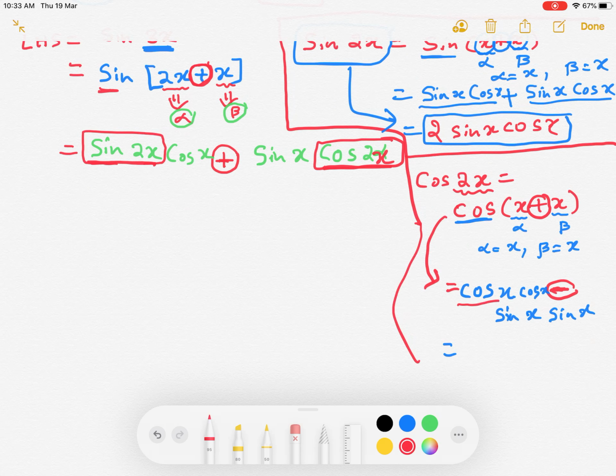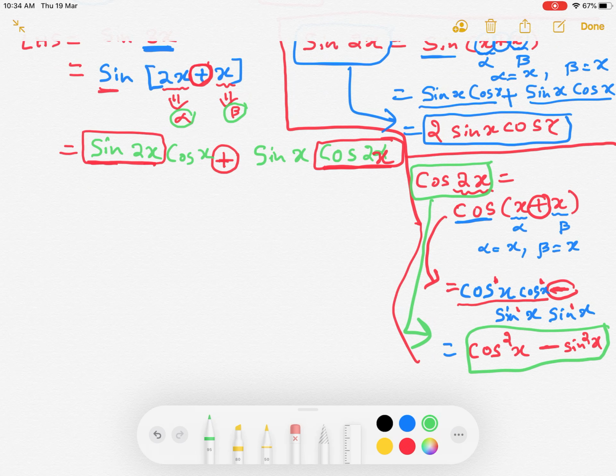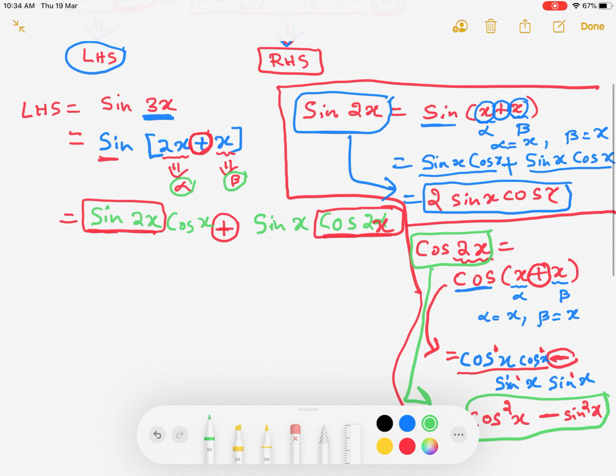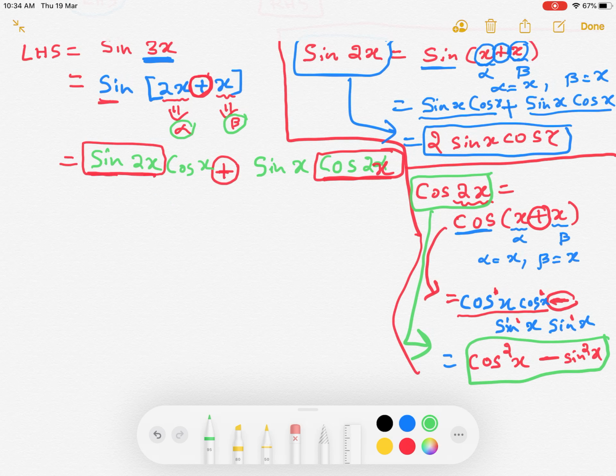Now, cosine x into cosine x. Cosine to the power 1, here also 1. So cosine 1 plus 1, add the power: cosine square x. Minus sine 1, here also 1, so sine square x. Now you got cosine 2x, that is equal to cosine square x minus sine square x. Now do the substitution. What is sine 2x?